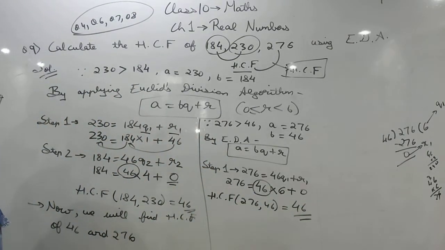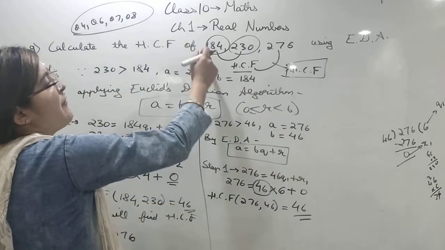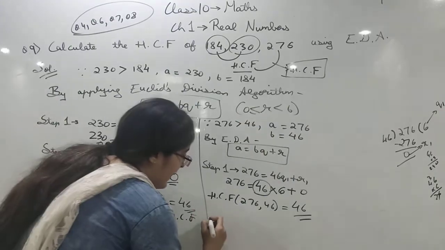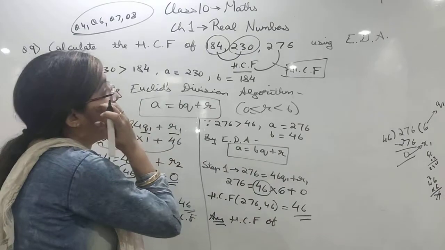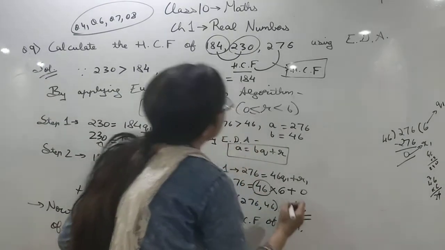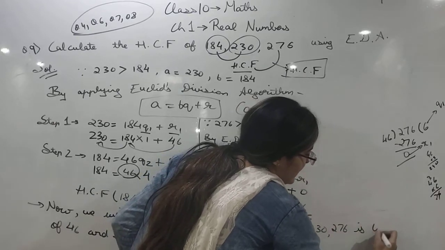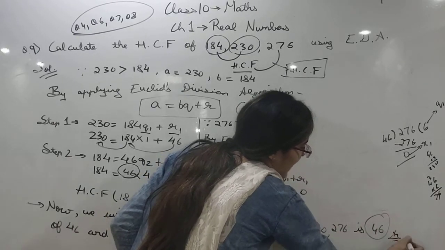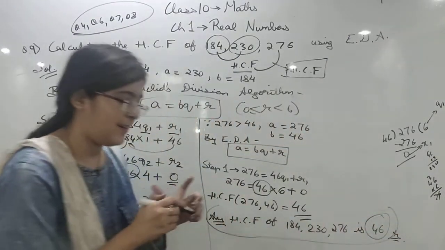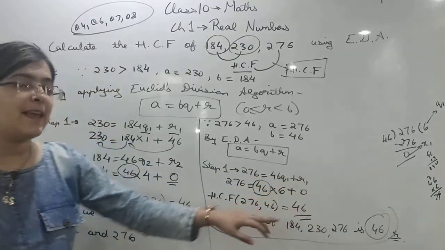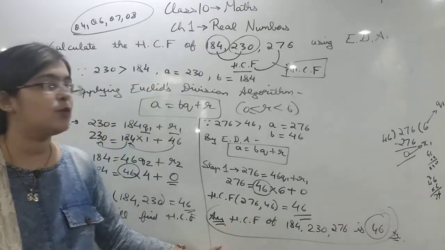At last we have calculated the HCF of these two, and this would be the HCF of all the three numbers. Write the final answer. HCF of 184, 230 and 276 is 46. Your final answer. Okay, students. So see it carefully that the final HCF will be the HCF of all the three numbers. Is it clear to all of you?